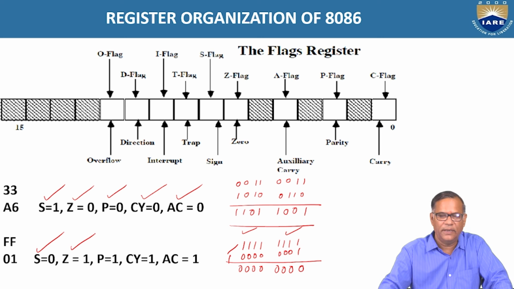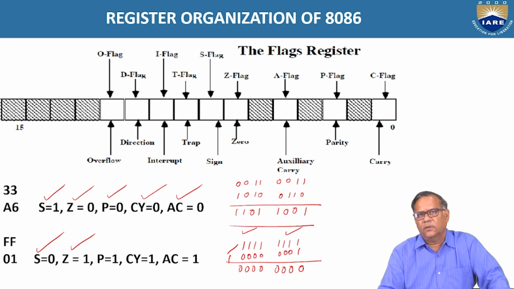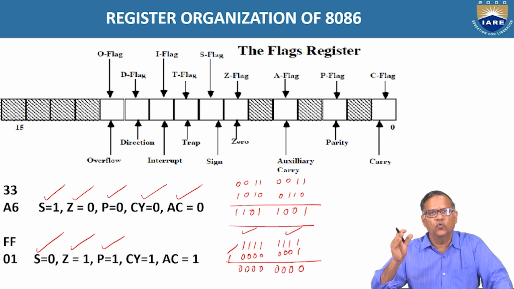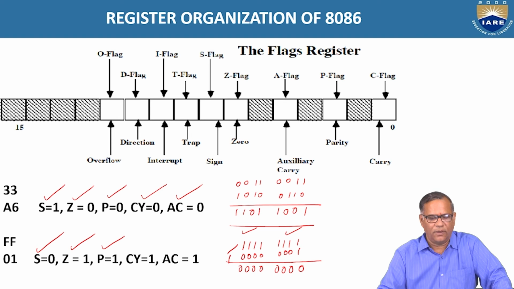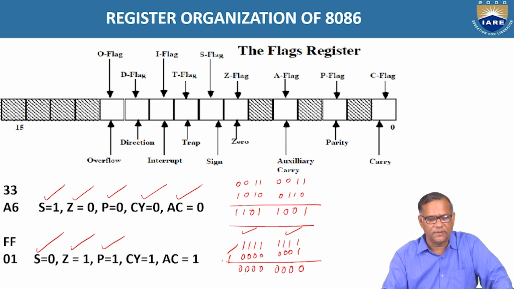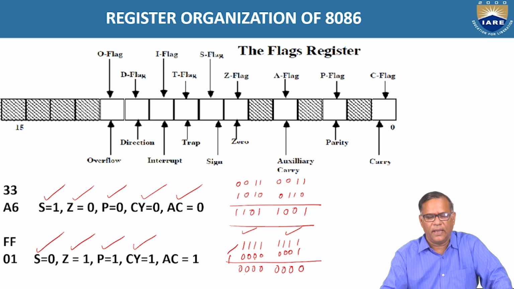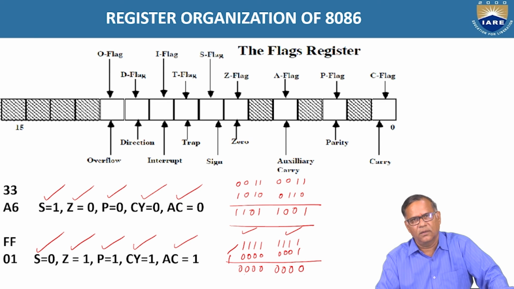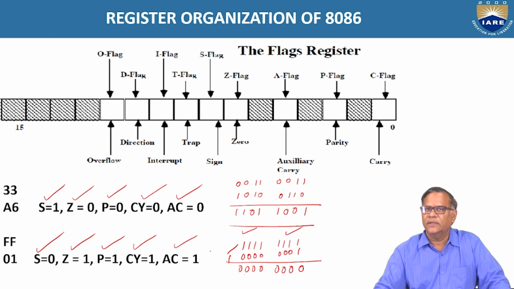The result is 0, so the zero flag is made 1, and the result contains an even number of ones, so the parity flag is 1. When the result contains an even number of ones like 0, 2, 4, 6, then the parity flag is set. And there is a flow of carry from the most significant bit, so that is why the carry flag is made 1. And from the lower nibble to the higher nibble, there is a carry, so the auxiliary carry flag is made 1. So this is the combination of various flags for the addition of FF with 01.